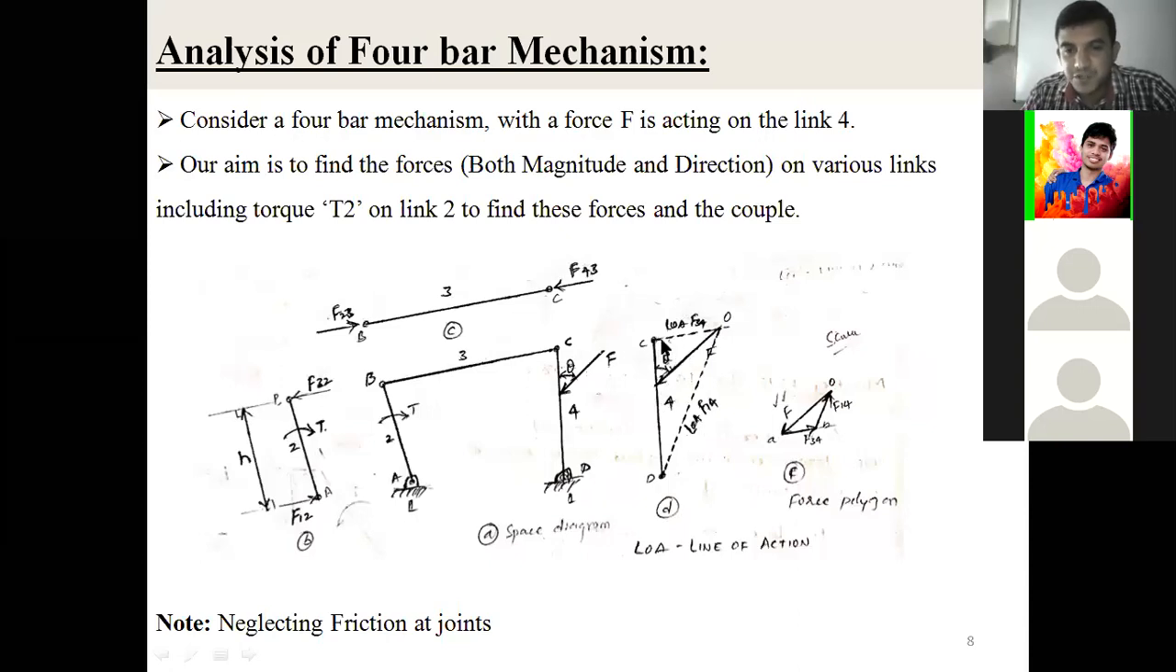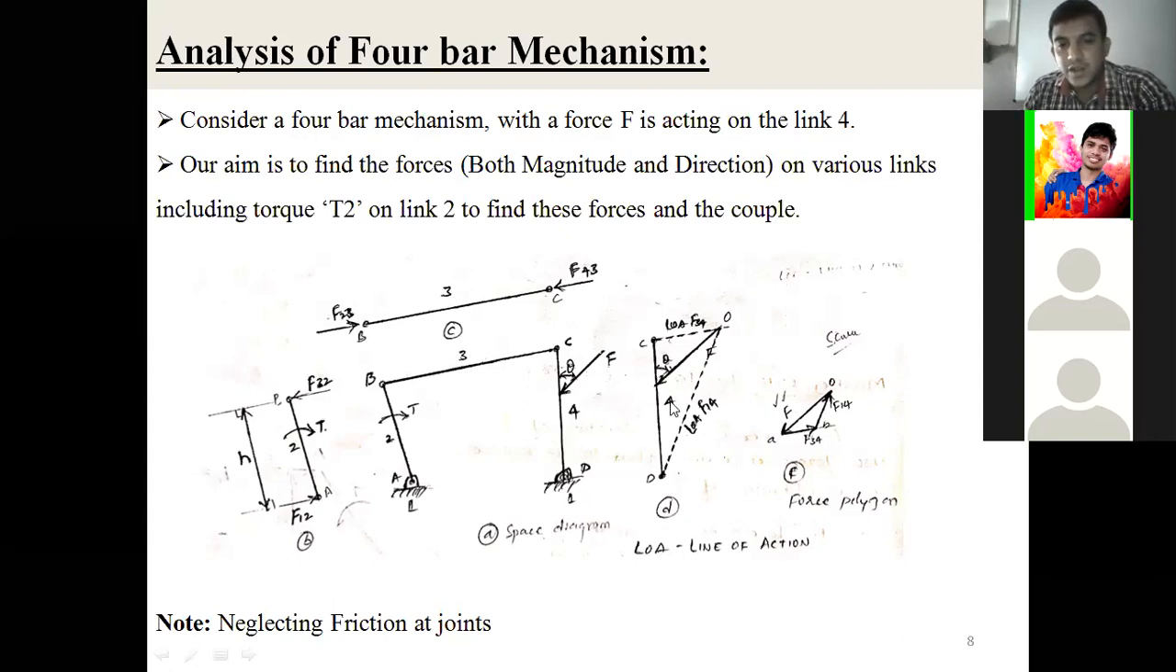And what is the nature of forces acting on link number 4? At hinge C, F3-4. At hinge D, F1-4, and an external force F is acting. Now you can see that link number 4 is subjected to 3 forces. Now I want the body to be in equilibrium. Remember, the equilibrium of a member subjected to 3 forces means there is no resultant force, and the lines of action of all the forces meet at a point.